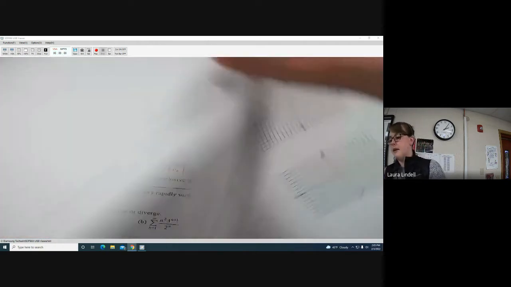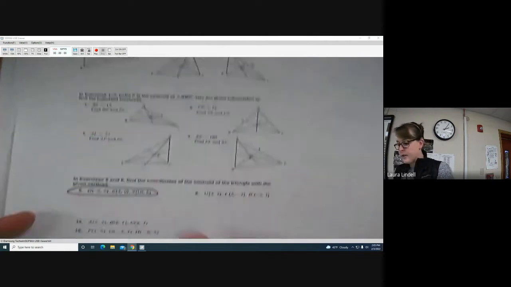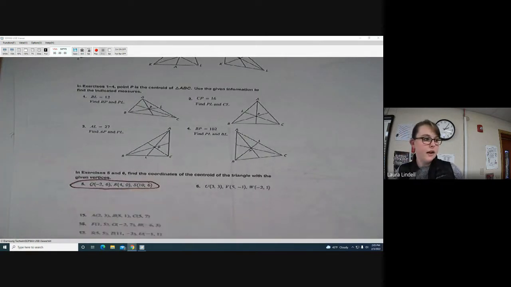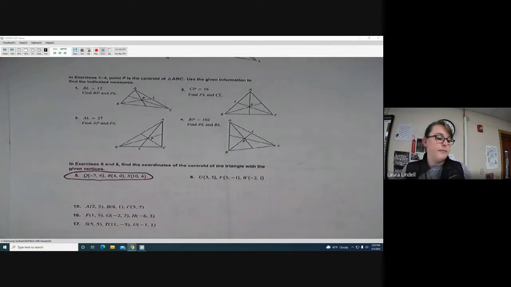Then on the next page, more of the same kind of thing going through these, but I want to draw our attention down here to number 5, and actually 5, 6, and then 15 through 17. This is finding the coordinates of the centroid of the triangle with given vertices. So it's possible to do this by graphing. So that's what we're going to do real quick here.